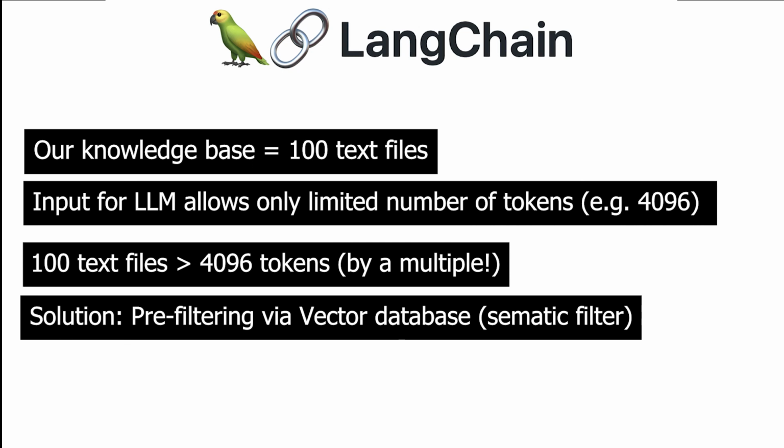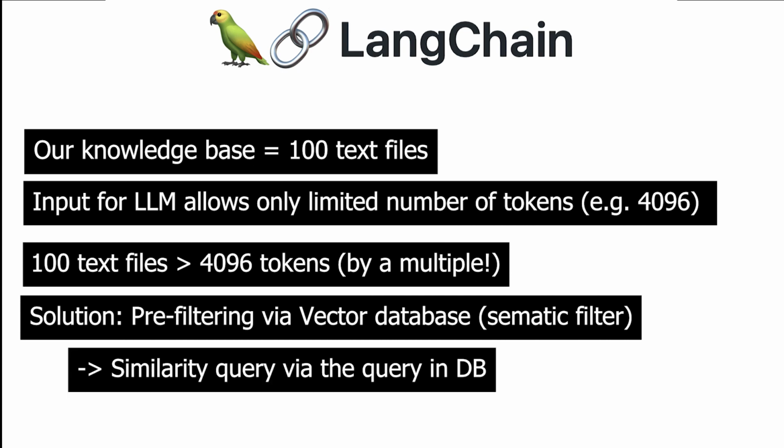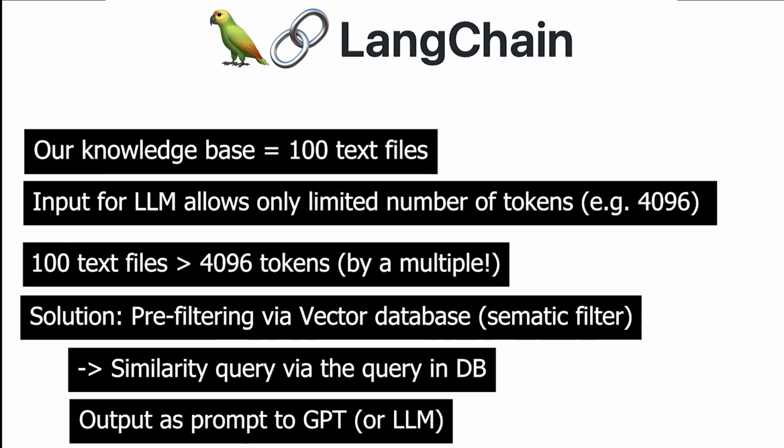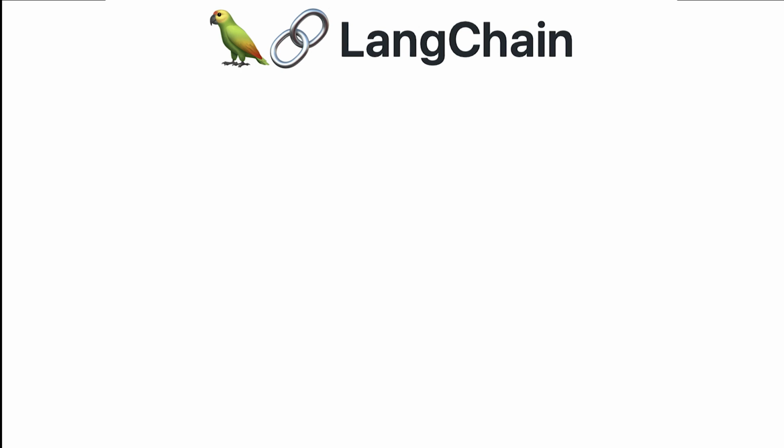This is ideally done with semantic filtering, and that's where vector databases come in handy. They check questions for similarities to data in the database, and the most similar data is given back as output. This reduced output is then sent again as a prompt. Let's now take the perspective of a developer.